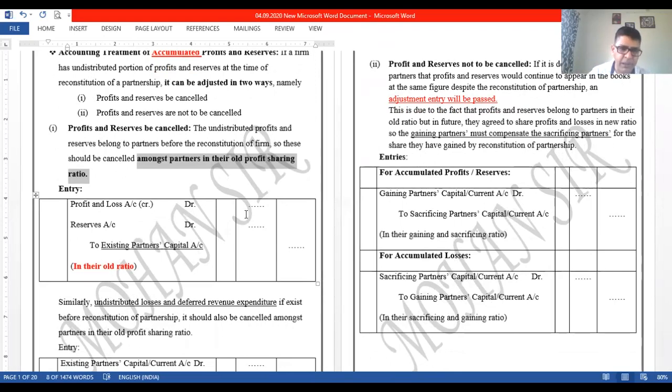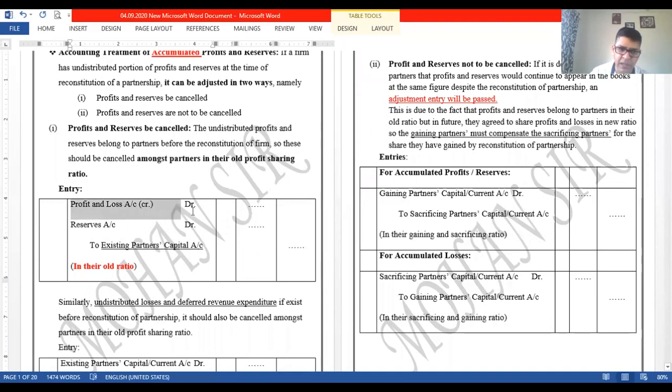And partners' capital accounts, you can see the entry. Profit and loss account credit balance can be there. Reserves can be there. So these are the two types of reserves that are commonly available in the sums, and are debited to close, and then partners' capital accounts can be seen as credited. In which ratio? I have marked it with red over there. Please remember, old ratio. Now why is it the old ratio? Just because it belongs to the old partners in their old ratio only.